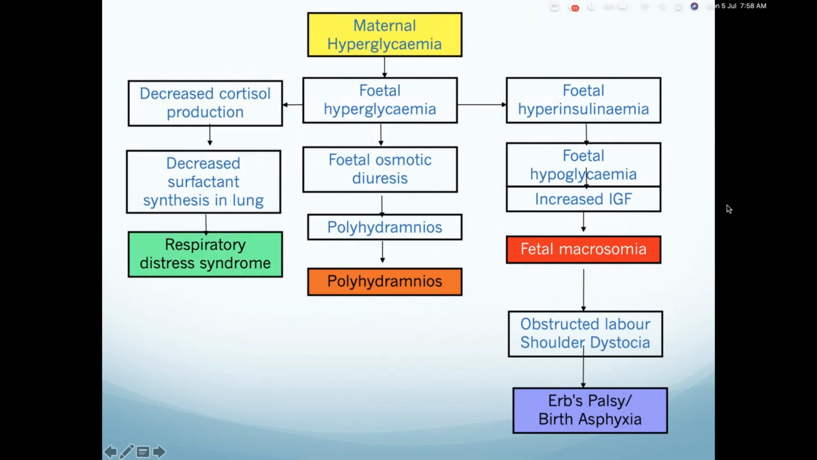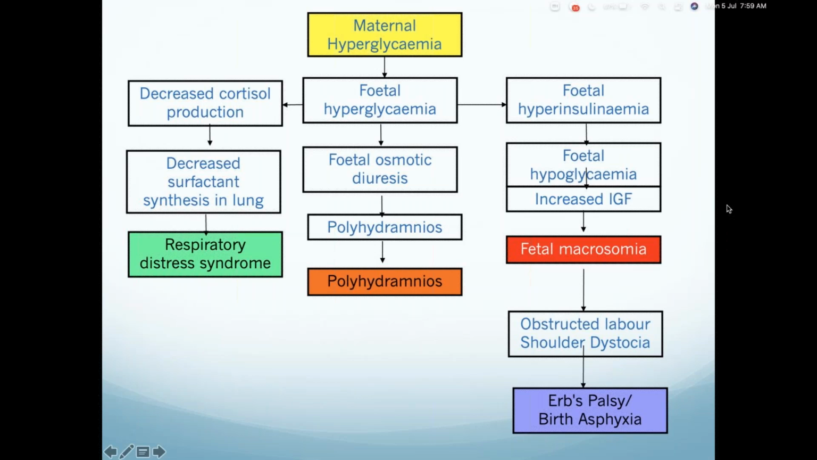And this macrosomia, everybody knows, is more characteristically on the shoulder level, at the back of the shoulder, in the interscapular region. That is going to cause obstructive labor or shoulder dystocia. And when the baby is born after shoulder dystocia, Erb's palsy and birth asphyxia, and these are all legal matters. If the baby is born with Erb's palsy, the mother can actually sue the doctor also. Medical negligence can happen. So this is the case scenario if the maternal hyperglycemia happens during pregnancy and not prior to pregnancy. This is extremely important to understand why the hyperglycemia during pregnancy is causing all these things.